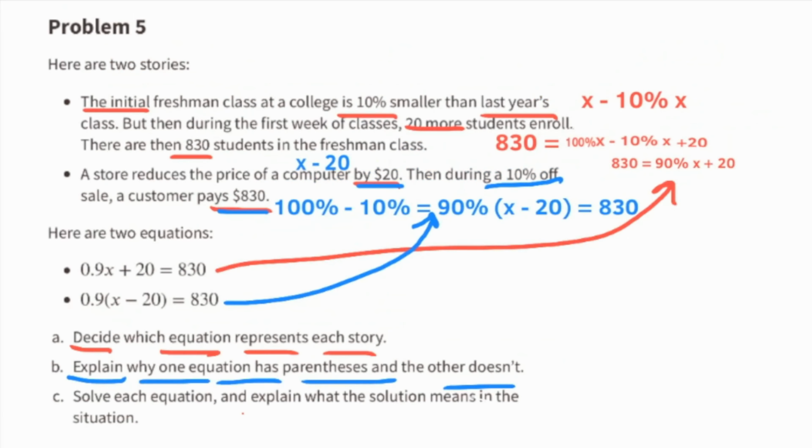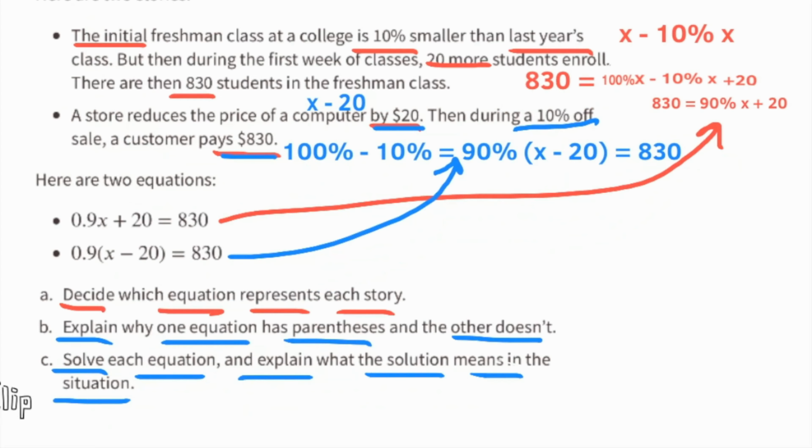B. Explain why one equation has parentheses and the other doesn't. In the second story, the store reduced the price of the computer by $20. They did that first. Then they had a 10% off sale, which means they were going to charge 90% of the value of the computer after they reduced the price by $20. They represented this in the equation using parentheses, x minus 20. And that was a little different compared to the first story. In the first story, they took 90% of last year's class, and then they added 20 students. They didn't need parentheses to separate this.